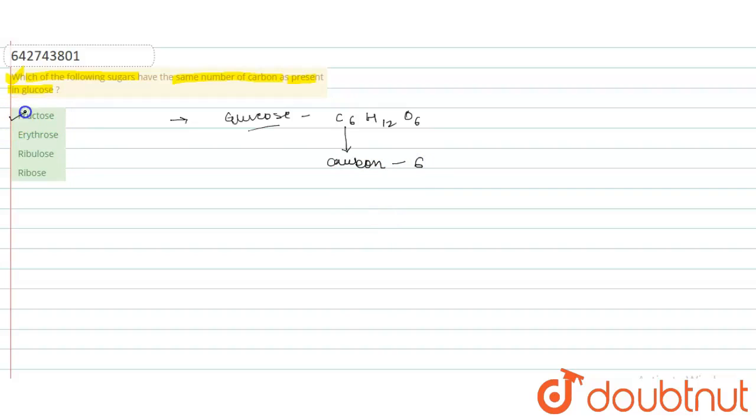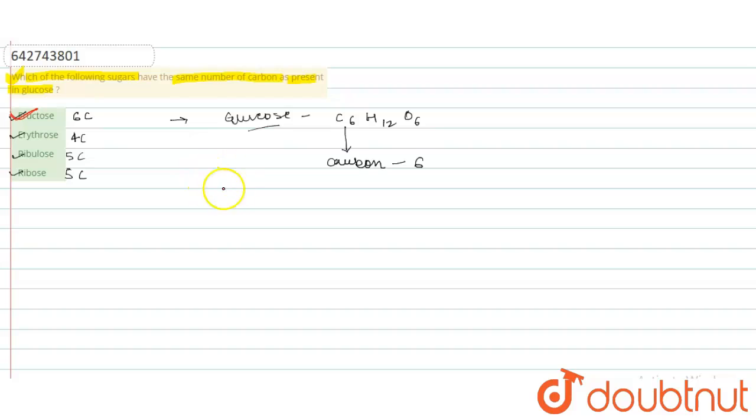So now come to the options. The first option is fructose, and fructose has 6 carbon atoms. Erythrose has 4 carbon atoms, ribulose has 5 carbon atoms, and ribose also has 5 carbon atoms. So according to this, fructose, the first option, will be the correct answer to this question.